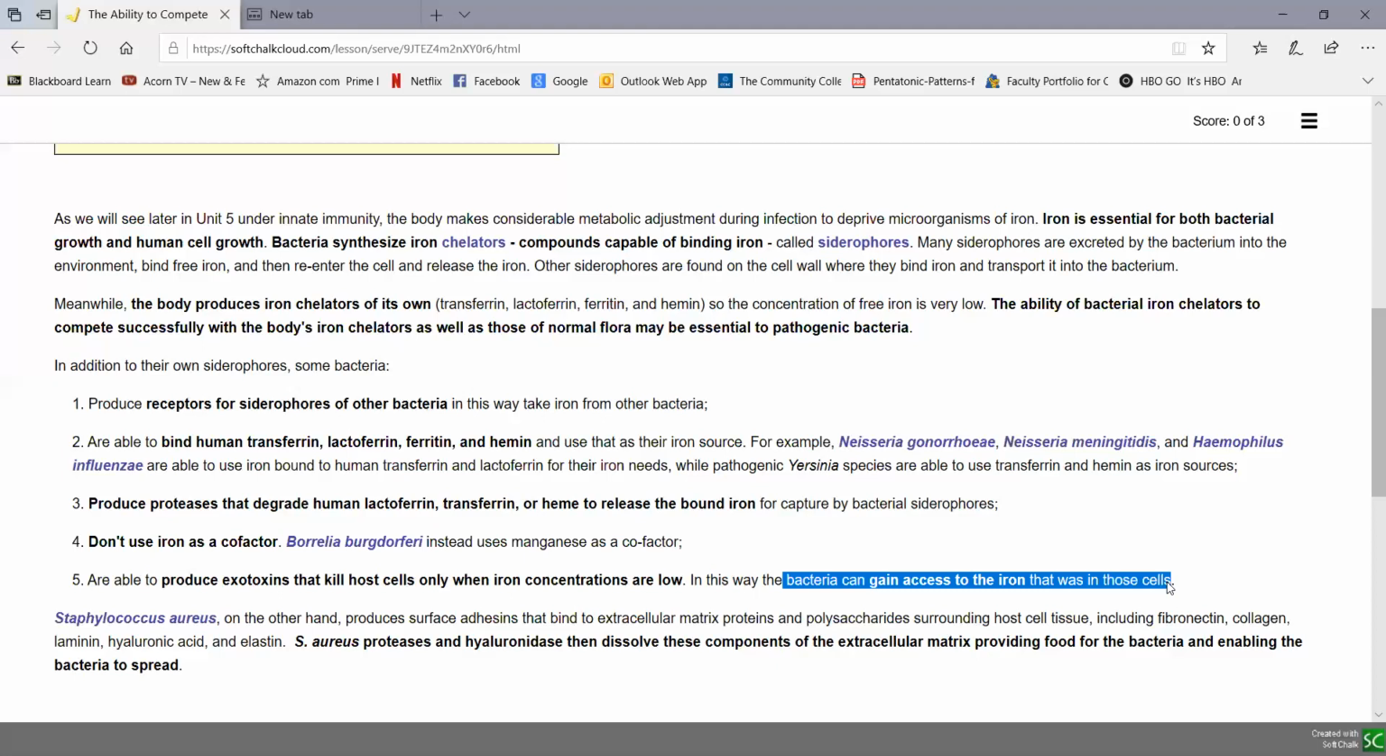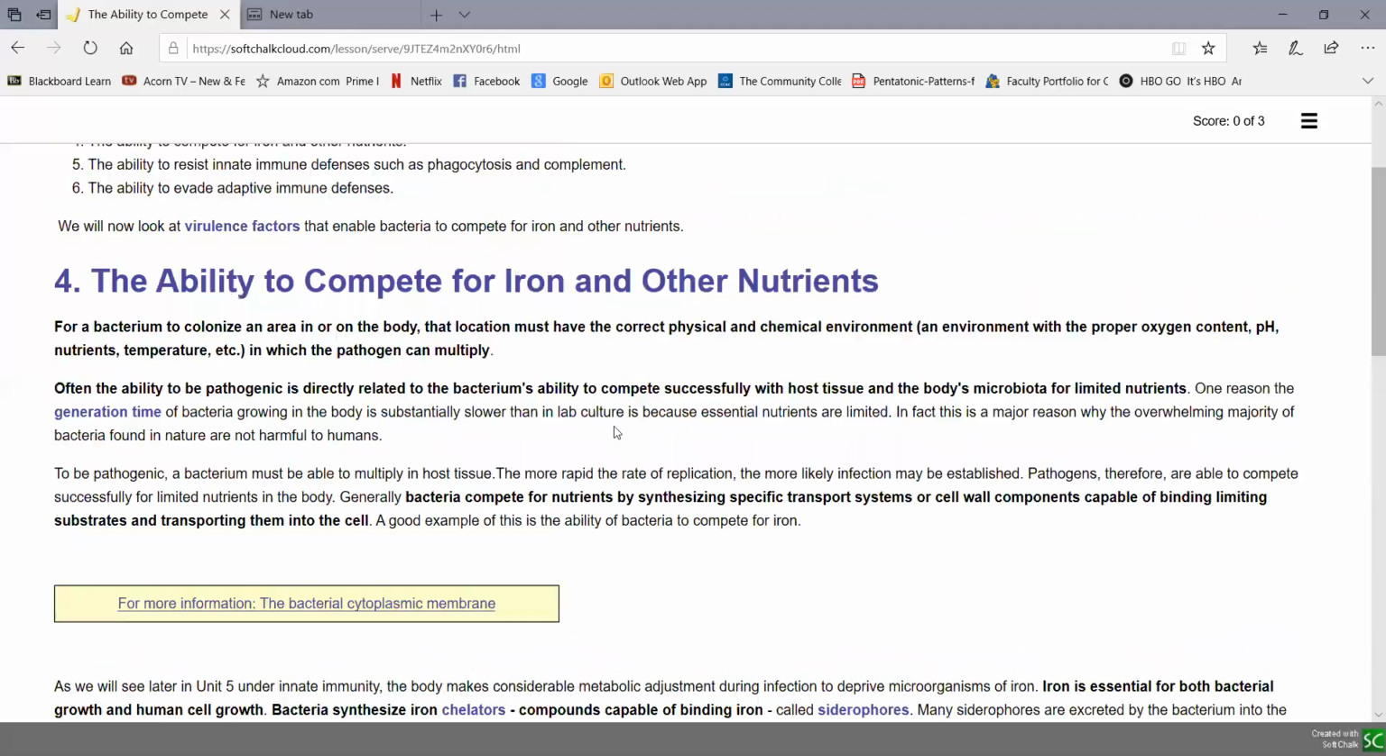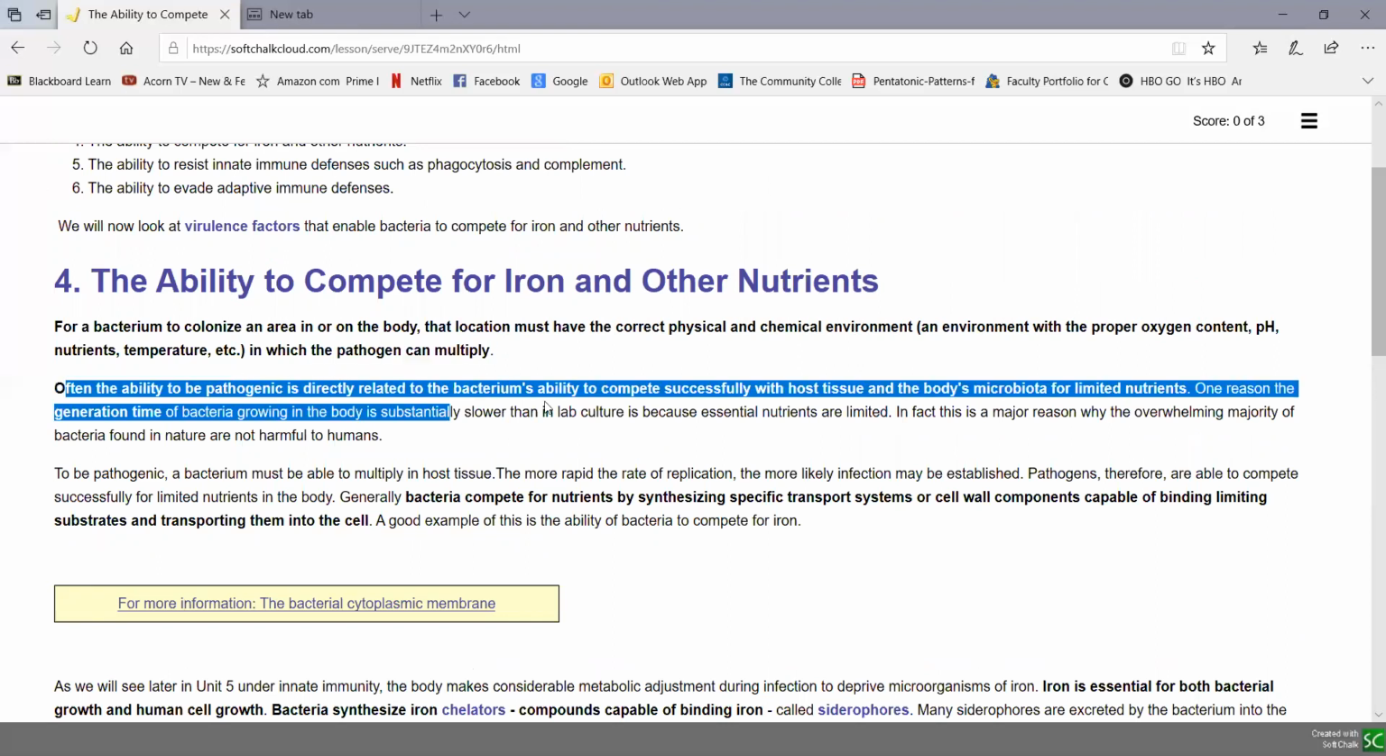And keep in mind, for virtually any nutrient that a bacterium needs, its transport systems have to compete with our transport systems and that of the local microbiota for the same nutrients. So one of the essential things in the ability to colonize the body, again, is the ability of the pathogen to directly compete with host tissues and microbiota for the same nutrients.